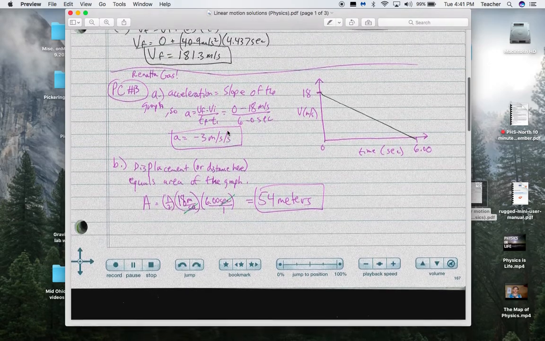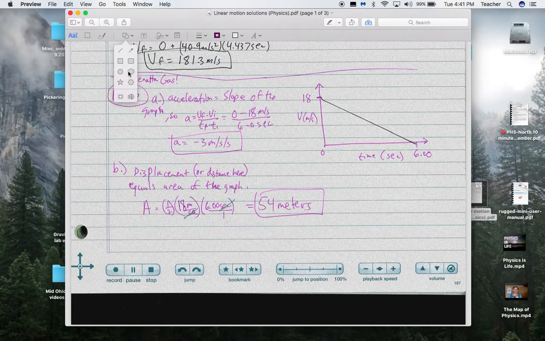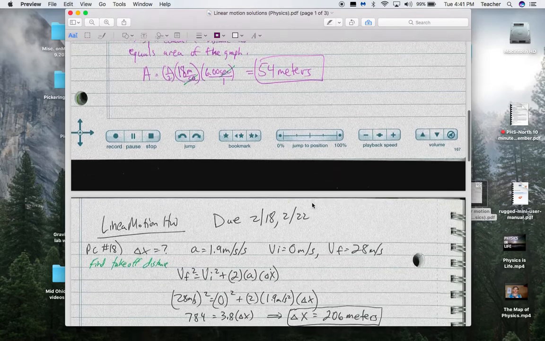For part B, it's asking about the displacement, or in this case it said distance traveled. Well, that's the area of this triangle. The area of a triangle is 1/2 height times base. So 1/2, 18 meters per second times 6 seconds, 54 meters.